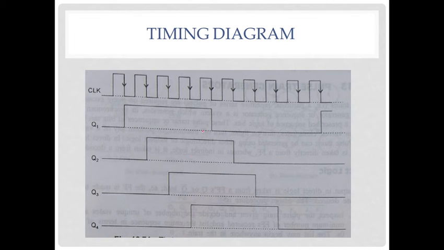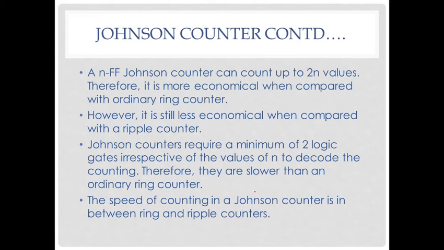If we see the timing diagram, then Q1 remains set for 4 clock pulses. All the Q values remain set for 4 clock pulses. However, the setting and resetting happens after a delay of 1 clock pulse because the bit needs time for transmitting. Now, a Johnson counter would require a minimum of 2 logic gates irrespective of the value of n to decode the counting, and therefore they are slower than an ordinary ring counter, but they are still faster than a ripple counter.